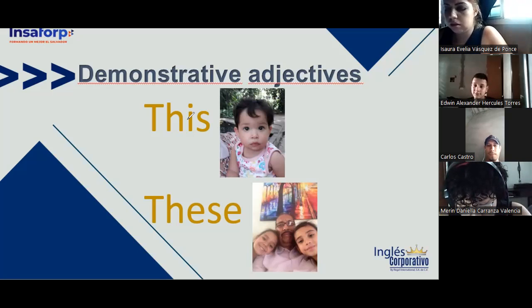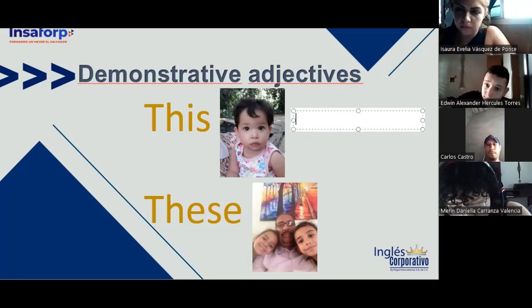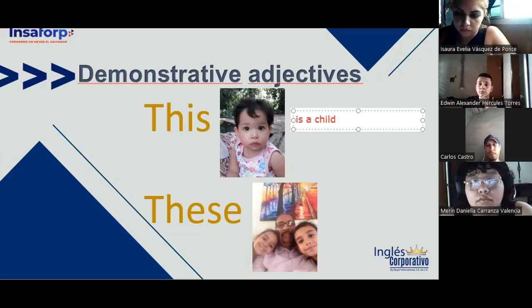Ok. Estos dos que estamos viendo acá son para cosas cercanas. O cosas que podemos tocar o cosas que podemos señalar. Ok. This and these. This es para one thing, singular. All right. And these is for more, all right? Vamos a ver, pero aquí viene el truco. ¿Qué sería? This is a child, right? ¿Sí? This is a child.